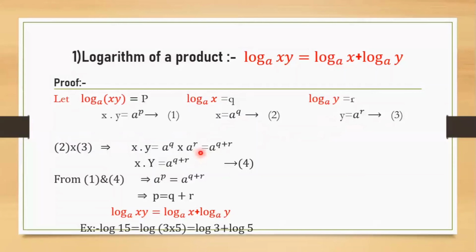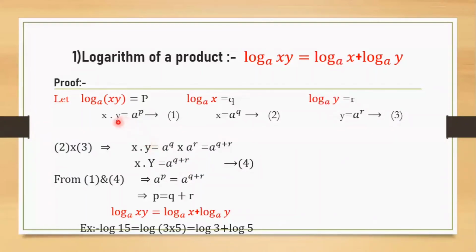Here the bases are equal. So the powers should be added. A to the power of q plus r. Means x into y equal to a to the power of q plus r. From 1, x into y equal to a to the power of p. The fourth one, x into y equal to a to the power of q plus r.